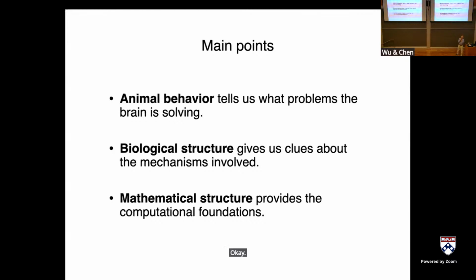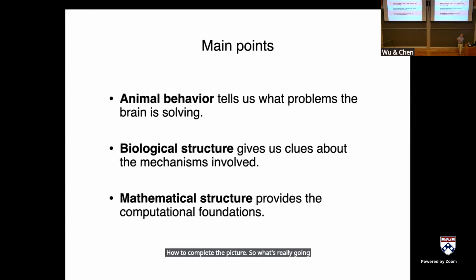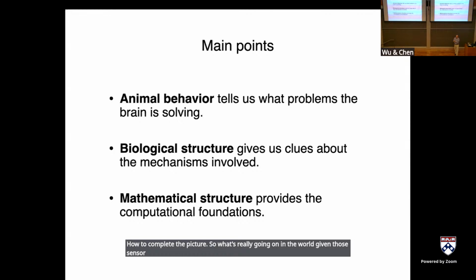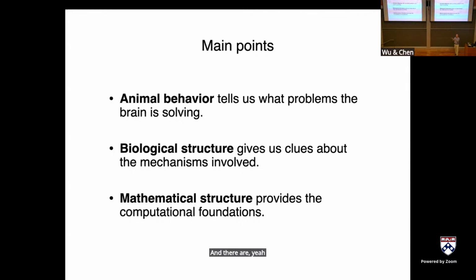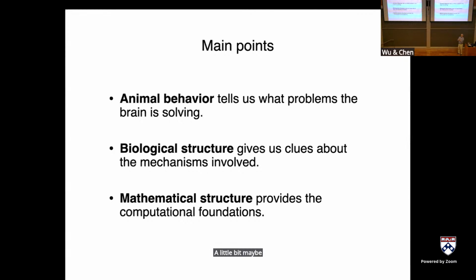Okay, there's a couple ways to answer that. Well, in terms of noise, there's definitely the sensors have noise of various sorts. And so part of the problem the brain solves is to figure out, from those noisy or really incomplete inputs, how to complete the picture. So what's really going on in the world given those sensor measurements. The noise arises in various parts, and that's one problem the brain faces. The denoising part mostly doesn't happen in the brain, probably; a little bit maybe in the periphery, somewhat.